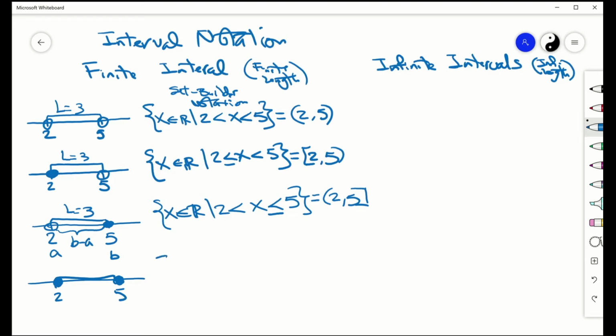So notice that that's all x belonging to R such that 2 is less than or equal to x, less than or equal to 5. Notice this time both inequalities turn into their non-strict version, right? Because you're going to be including the endpoint. So here we say closed interval 2, 5. So this is a closed interval, and that's an open interval. So what do we call these two?